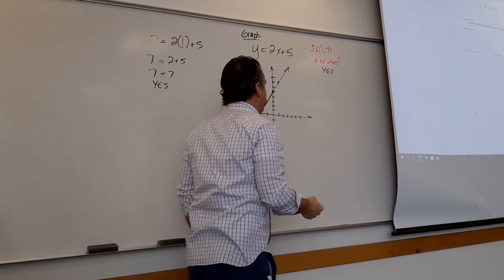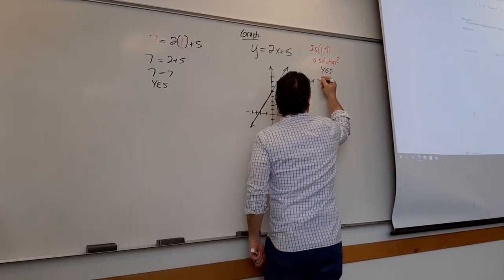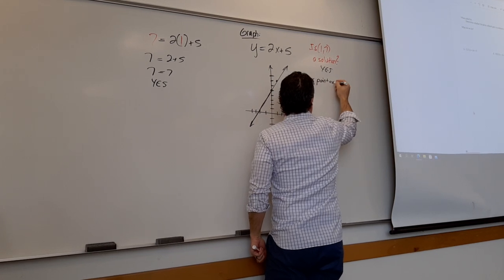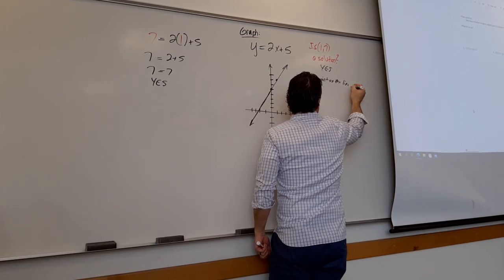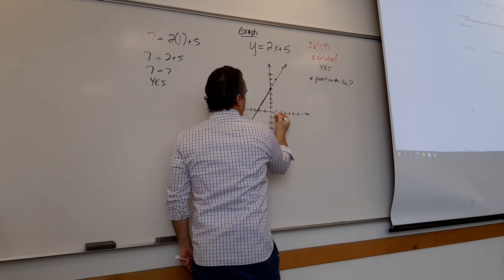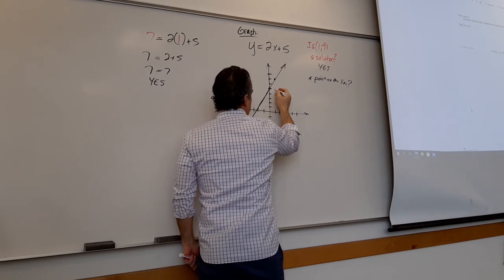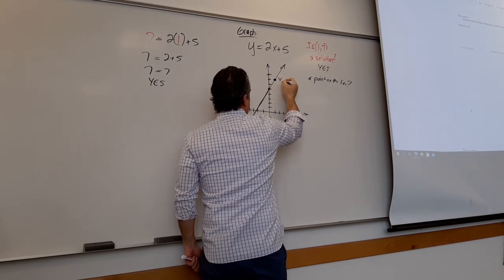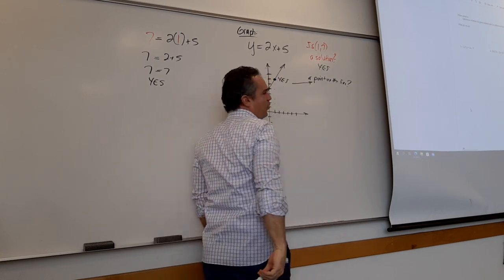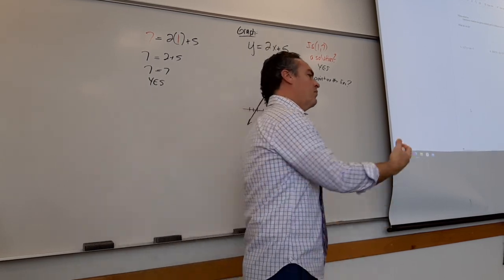But what I want to ask you is, is (1, 7) a point on the line? Is it a point on this line? Well, yes. 1, 1, 2, 3, 4, 5, 6, 7. Ding, ding, ding. Yes, it is a point on the line. Okay, now let's come over to this one. We're going to come back and discuss them all together.